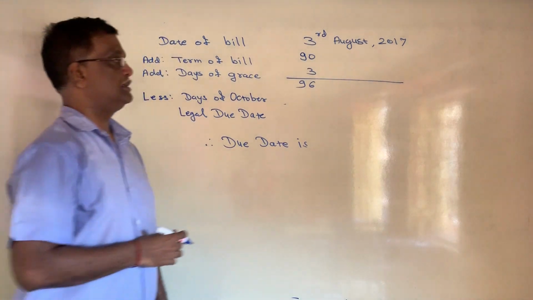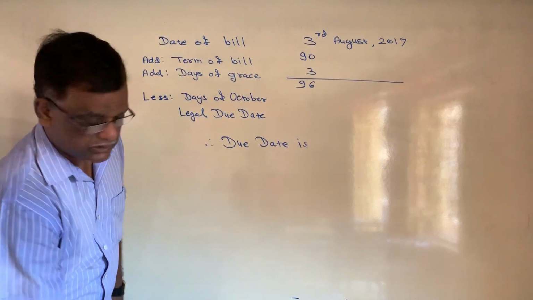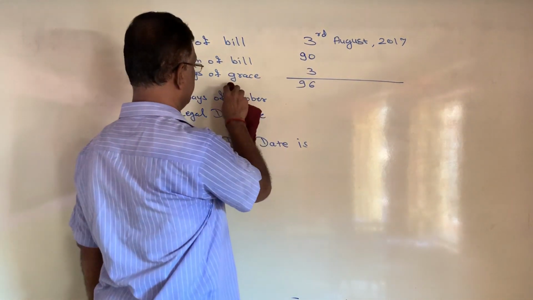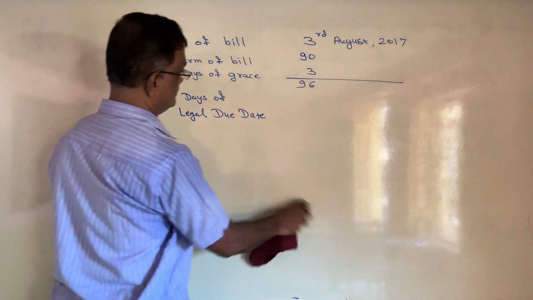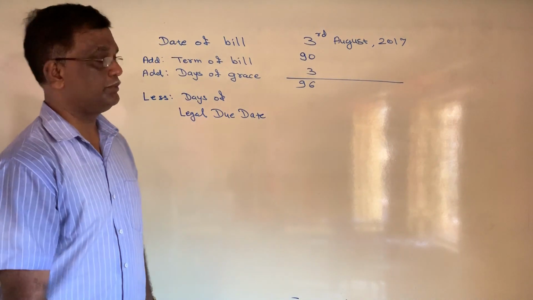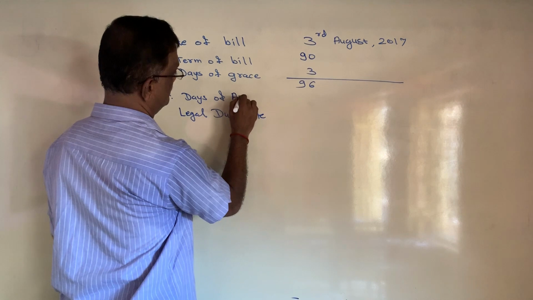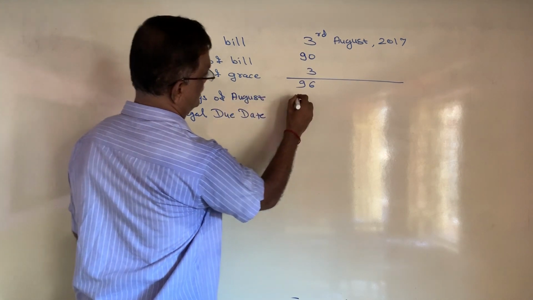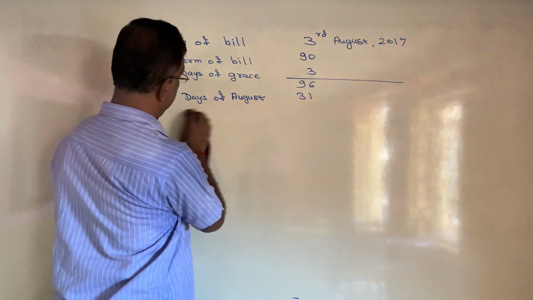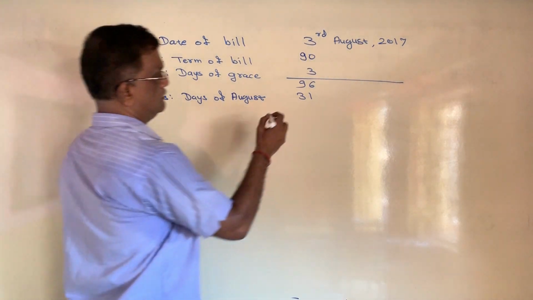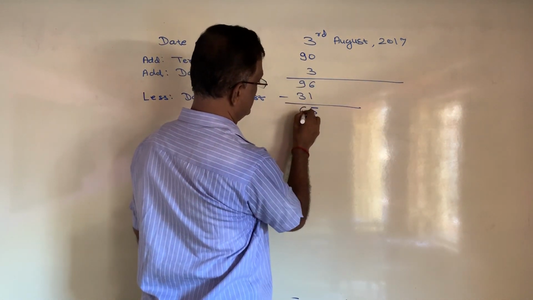From this 96 you have to cut the days of August. The month of August consists of total number of days 31. So you must know which month has how many total number of days. You have to remember, you have to learn it by heart. I will tell you the technique of remembering it afterward. The days of August is 31. Minus this, less 31. 9 minus 3 is 6, 65.